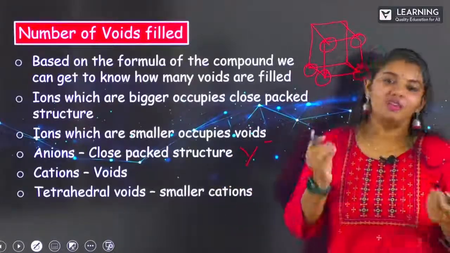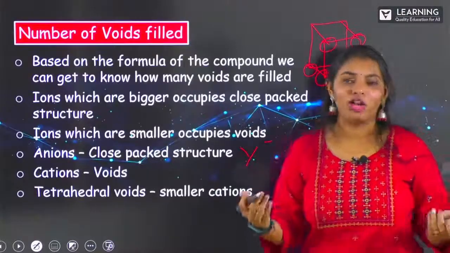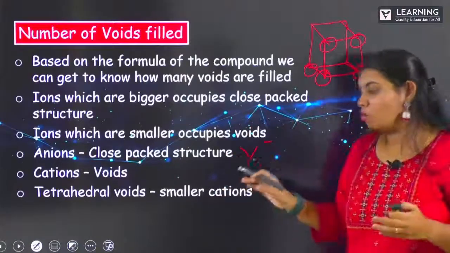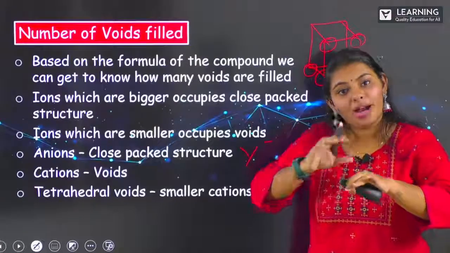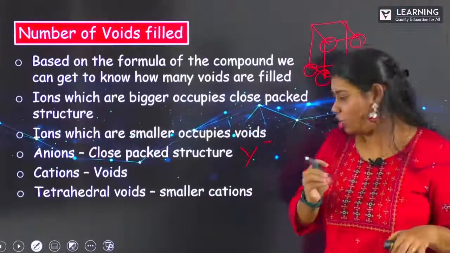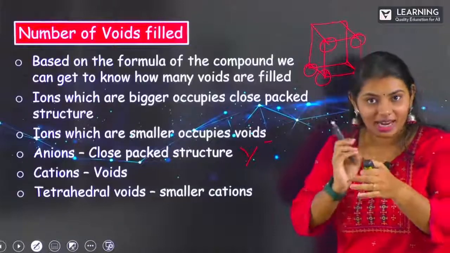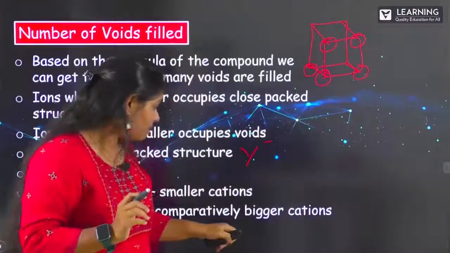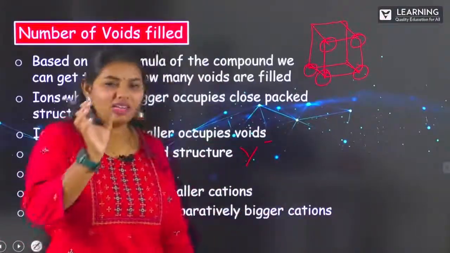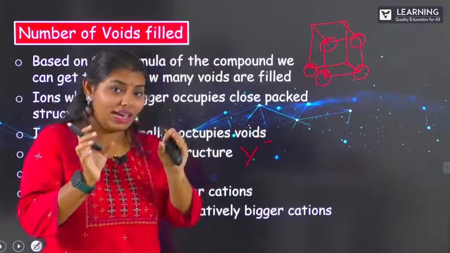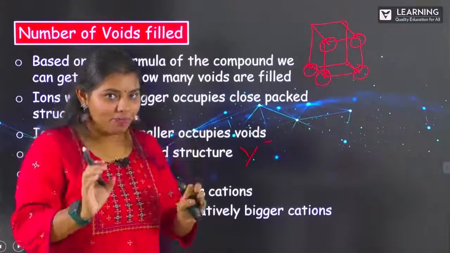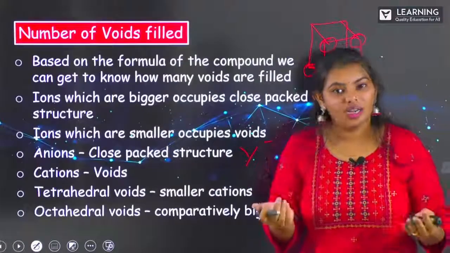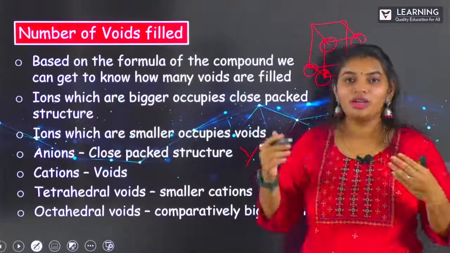Now, in that also, there are different kinds of voids: tetrahedral voids and octahedral voids. How exactly is a tetrahedral void filled and how is an octahedral void filled? Tetrahedral voids are usually smaller compared to octahedral voids. The smaller cations will occupy the tetrahedral voids, and the octahedral voids will be filled by the comparatively bigger cations. These are a few facts which you have to understand in order to solve the problem.